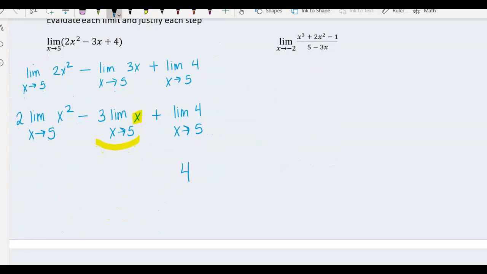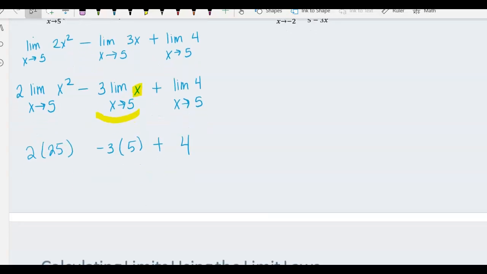So here, I'll have this negative 3 hanging out on the outside, multiplied by 5. And then in the first part, if I put 5 into x squared, I know I'm going to get 25, times 5. Plug those all together into the calculator, and you should get 39.